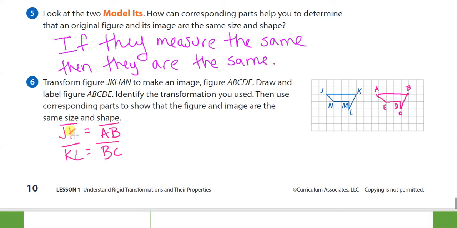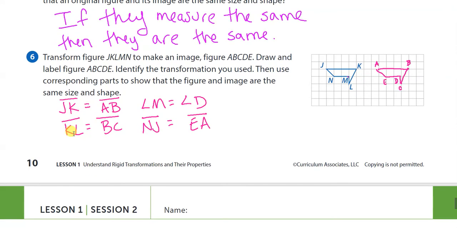You could say that angle M is equal to angle D. Those angles right here are both equal. You could say that line NJ is equal to line EA. You could do a whole bunch of things. You could label every single angle, every single corresponding line. They're all going to be the same because we did not change the size or the shape. We just moved its location. We just translated it and slid it over.